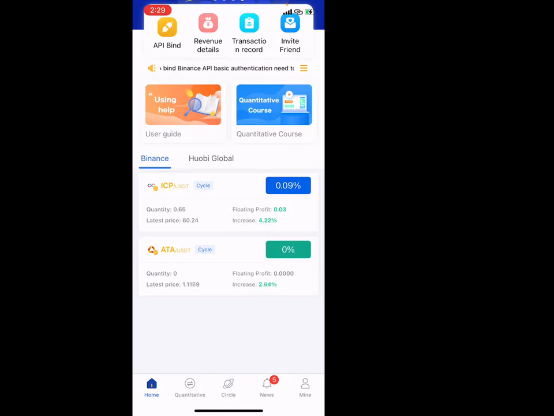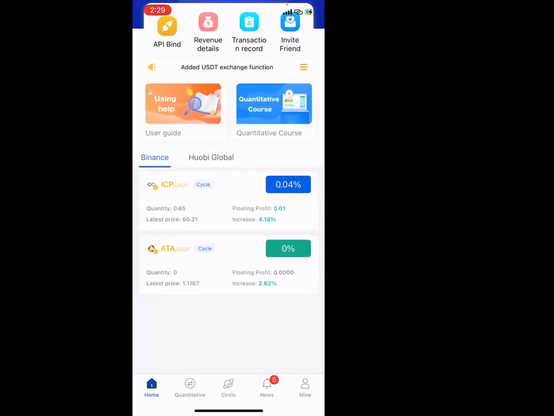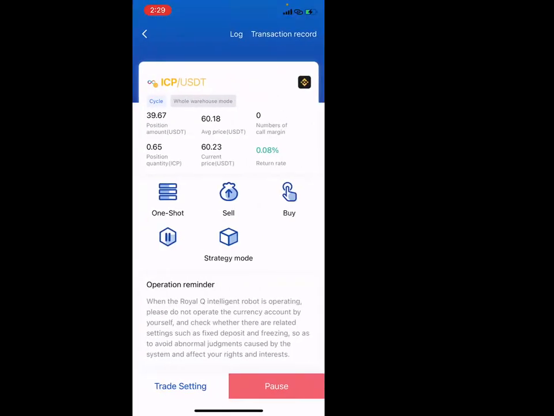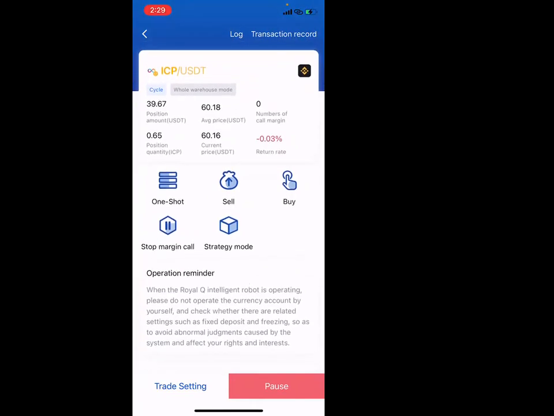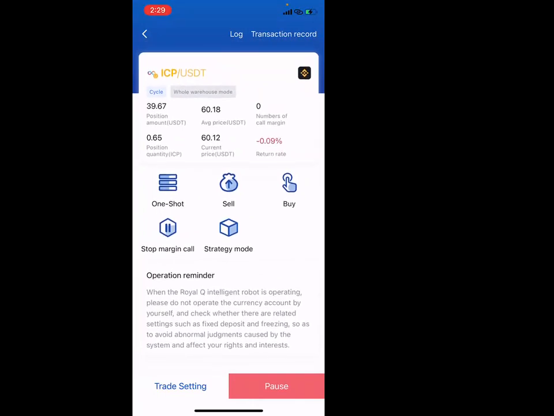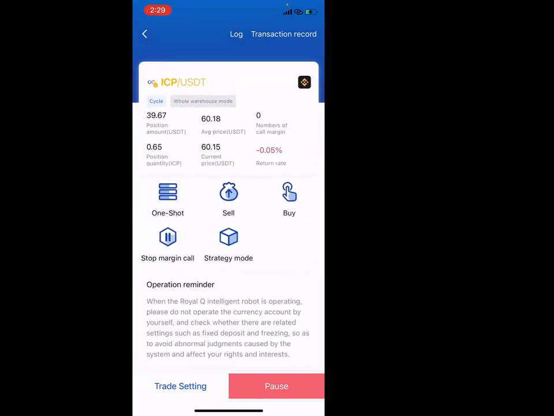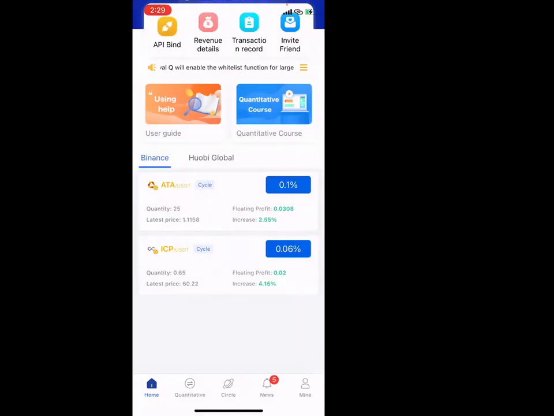Okay, but the floating loss, which is dependent on the amount of dollars committed to that transaction. How do I know that? Let me give you an example. Just tap on this ICP. Let me show you something. Can you see position amount? This position amount here tells you how much that is committed to this trade. So for this ICP USDT now, I just have about $39.67 committed just to this trade alone. Okay, so let me go back again.